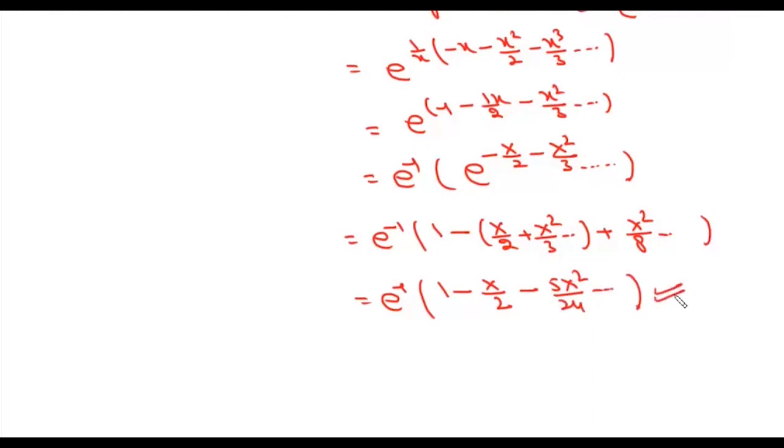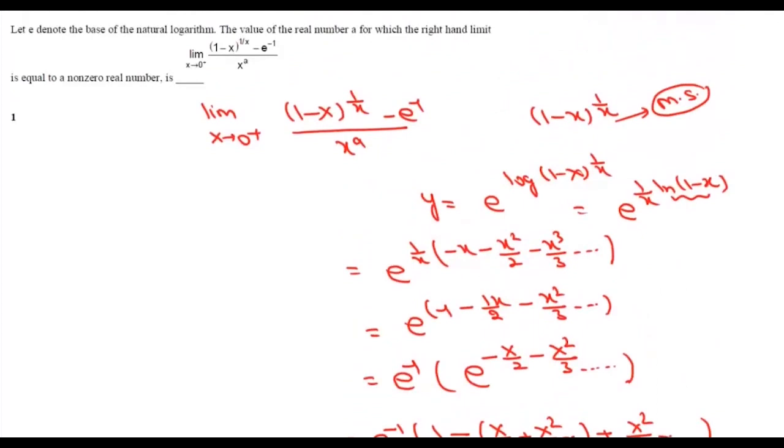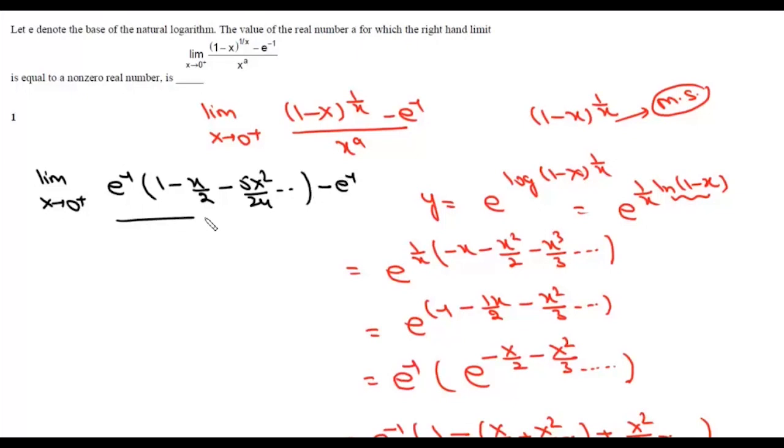Now we use this expansion to solve this limit. Now we put this expansion in this limit. We can write this limit as limit x tends to 0 positive, and here it will be e to the power minus 1, 1 minus x by 2 minus 5x square by 24, and then minus e to the power minus 1 upon x to the power a. Now e to the power minus 1 will be cancelled.